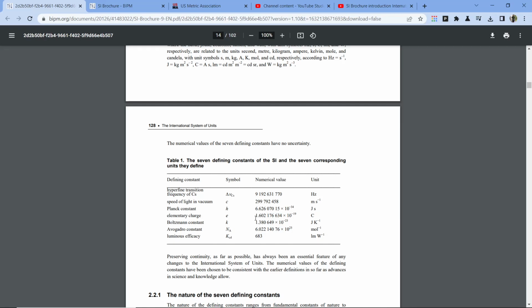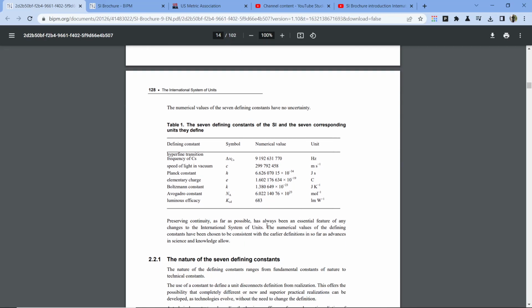Elementary charge e: 1.6021766634 times 10 to the minus 19 coulombs. Boltzmann constant k: 1.380649 times 10 to the minus 23 joule inverse Kelvin. Avogadro constant N sub A: 6.02214076 times 10 to the 23 inverse mole. Luminous efficacy K sub cd: 683 lumen inverse watt.